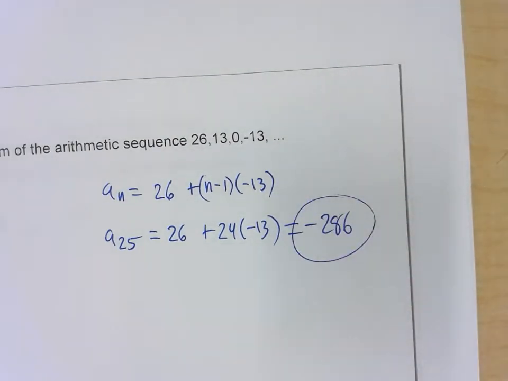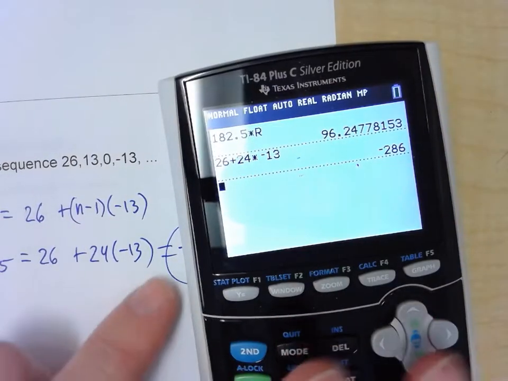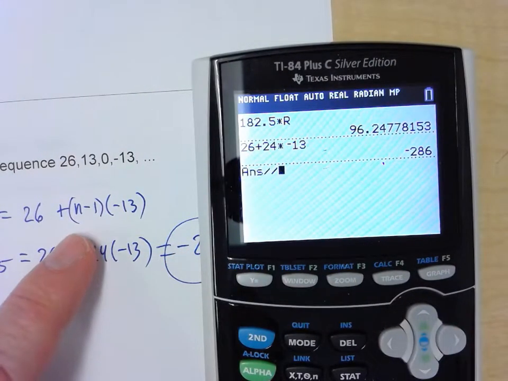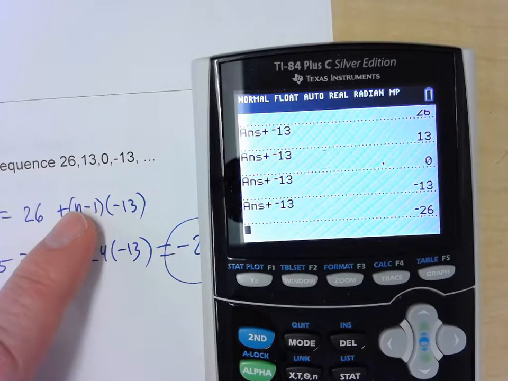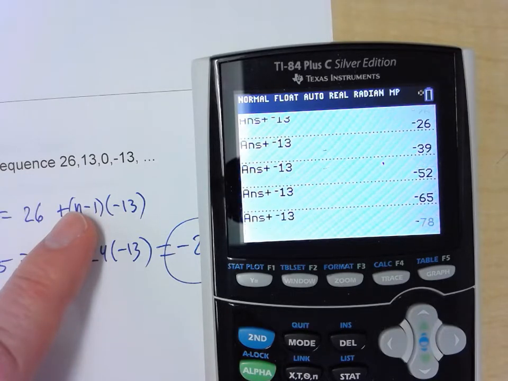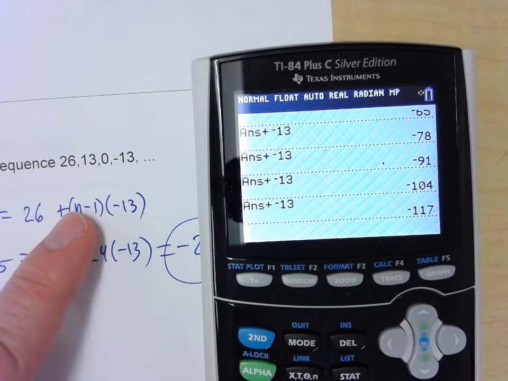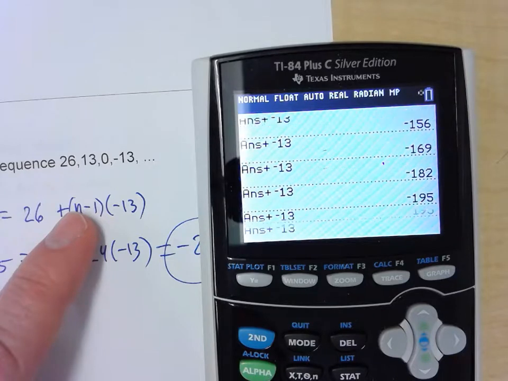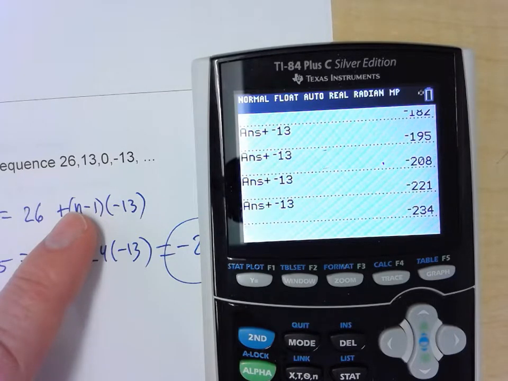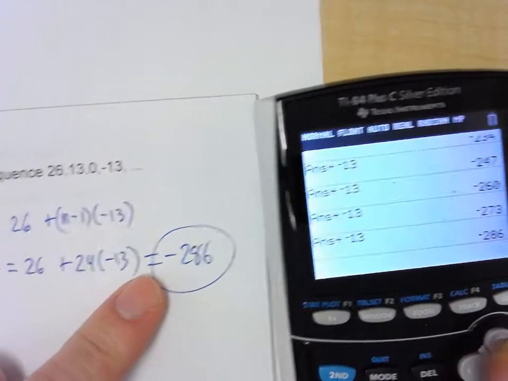All right, so that would be the 25th term. Now we could sit there and just push the button over and over again. So we tell the calculator the first term, enter, and then we're adding negative 13, enter. So that's the second term, third, fourth, fifth, 6th, 7th, 8th, 9, 10, 11, 12, 13, 14, 15, 16, 17, 18, 19, 20, 21, 22, 23, 24, and 25th term. See, I got the same answer. Boom, same answer. Okay.